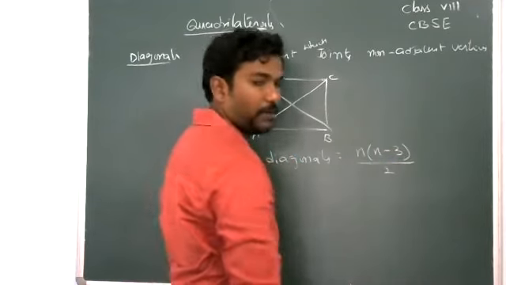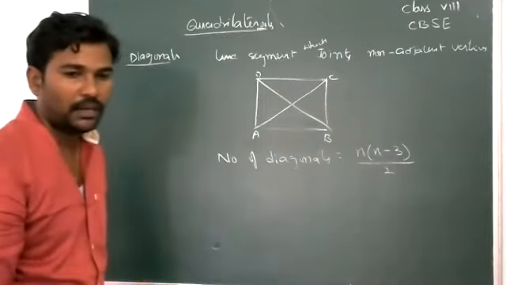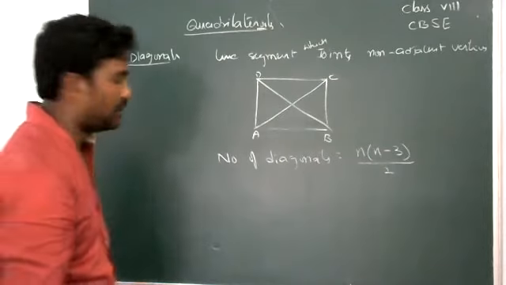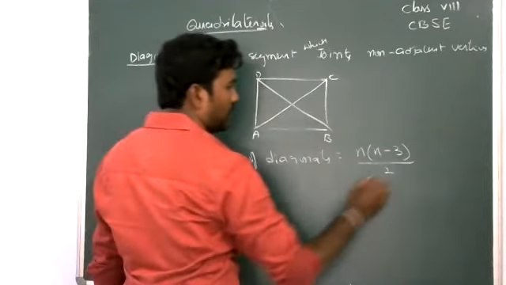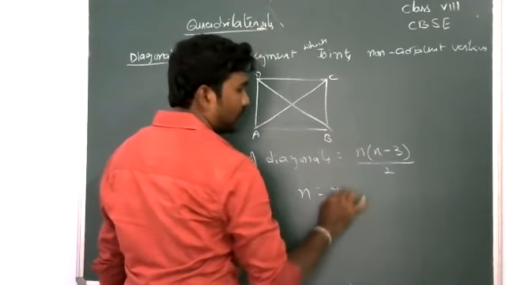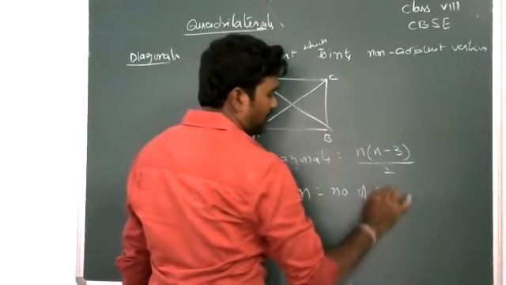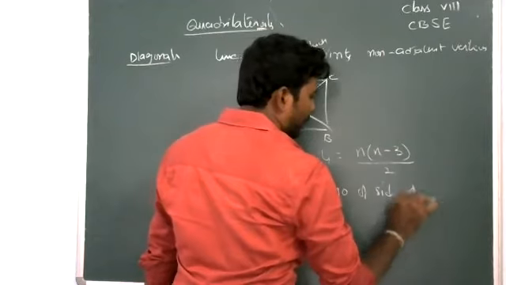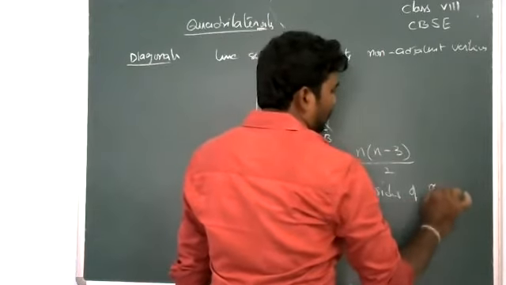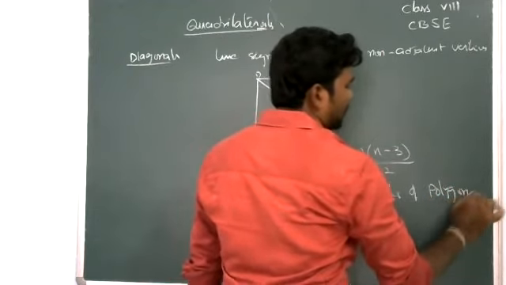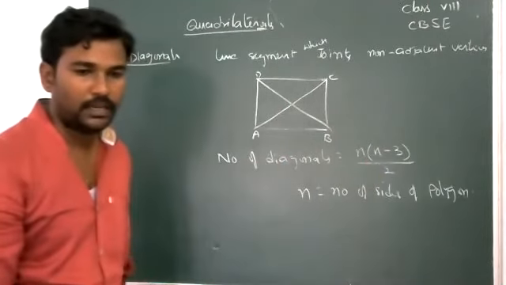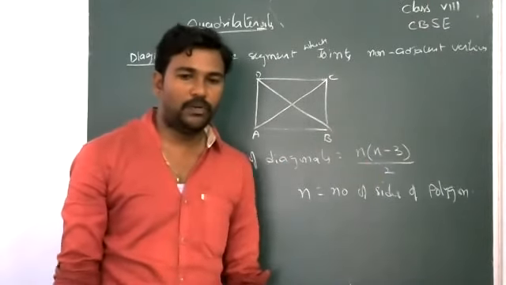Suppose, for example, find the number of diagonals for the triangle. Here n represents the number of sides of a polygon. Is it clear? So this is about diagonals.